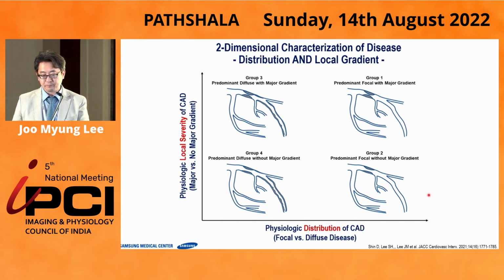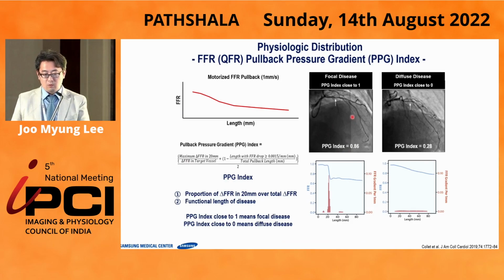So we can consider this type of two-dimensional mapping. The x-axis is physiologic distribution, focal versus diffuse. The y-axis is local severity. So how should we measure the physiologic distribution? Recently the PPG index was suggested. This was from motorized FFR pullback, and the PPG index integrates delta FFR in 20 millimeters over the entire vessel's delta FFR and the functional length of the disease.